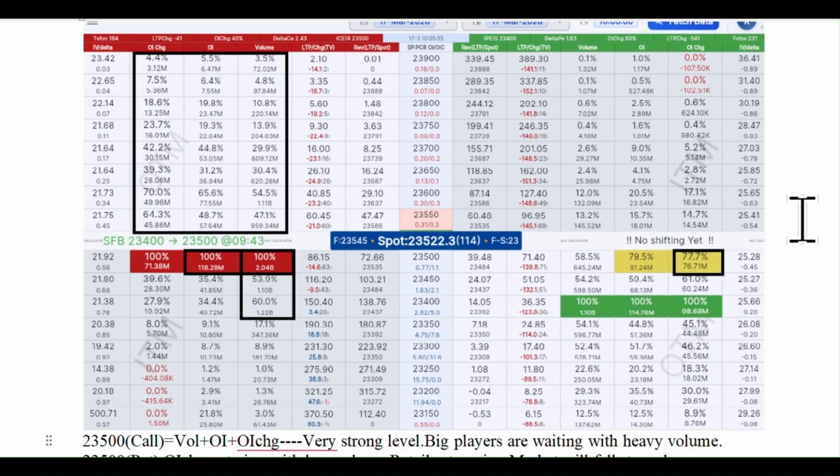Now let's compare it with the 23,500 put side. At this strike, call volume and call open interest are greater than put volume and put open interest. This tells us that the call writers are dominating this level.